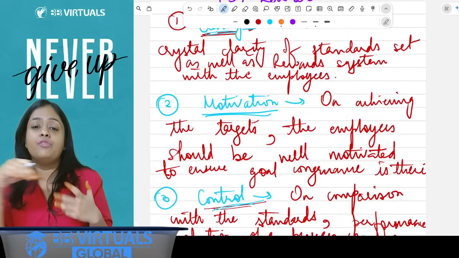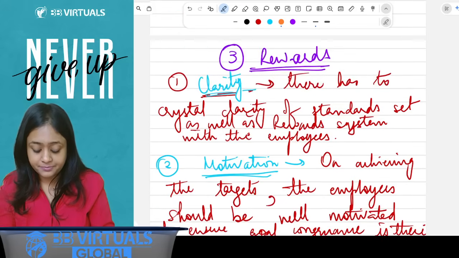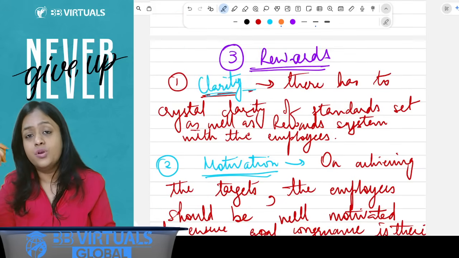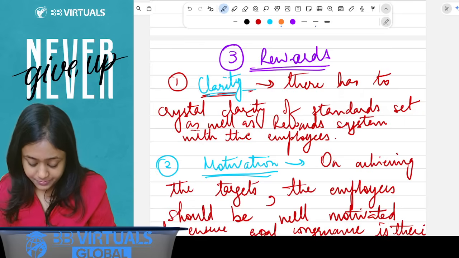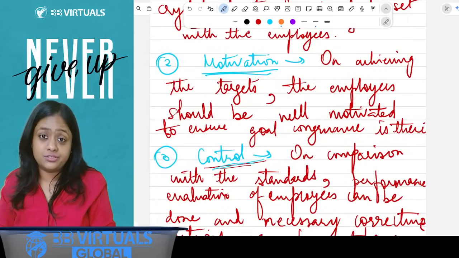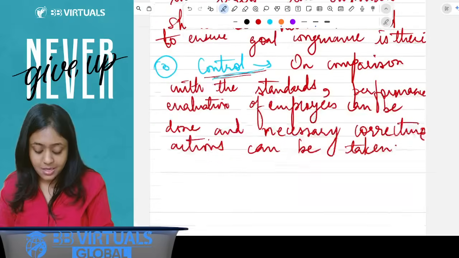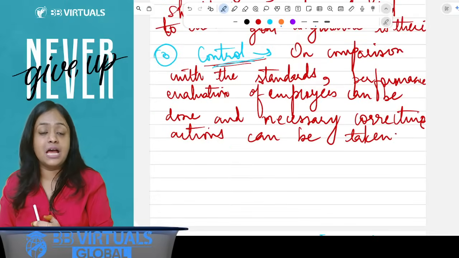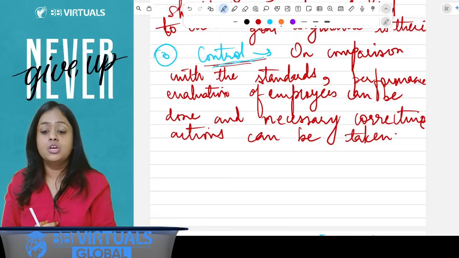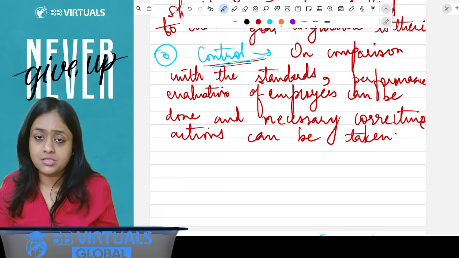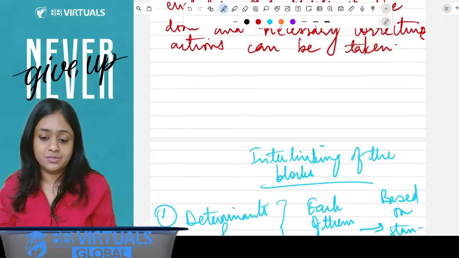That is simply if the employees are able to achieve the targets, then they should be rewarded well. So the reward should be clear. Only then the employee should know what they will be rewarded with if they achieve the targets. Motivation: the reward should act as a motivation tool to the employees so that there is goal congruence. Controlling: on comparison with the standards, performance of the employee should be measured and analyzed, and any corrective actions to be taken should be taken by the entity. Again, like variances, to ensure that their performance is better and the organization as a whole achieves its objectives.